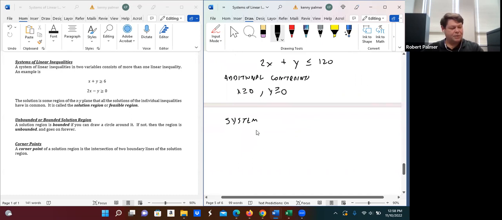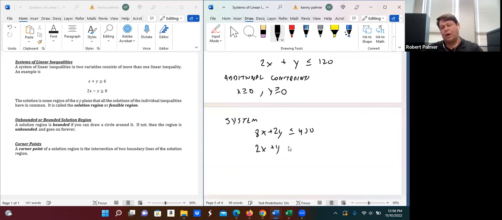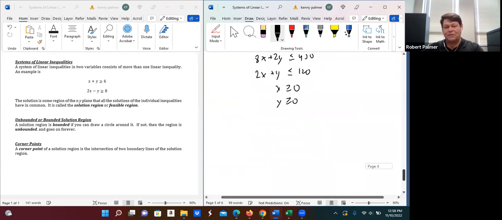looks like this. So put it all together: 8x plus 2y is less than or equal to 400. And then 2x plus y is less than or equal to 120. Then of course we have x is greater than or equal to 0, y is greater than or equal to 0. So once again, let's graph this.